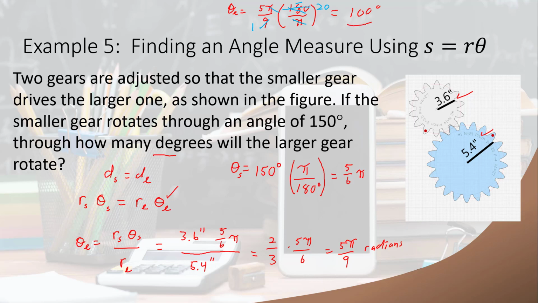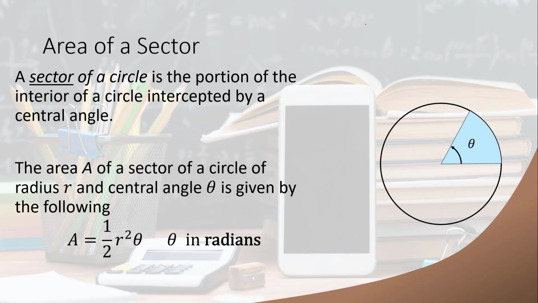Okay, the last thing that we want to talk about today, or at least that I want to talk about today, is the area of the sector of an angle. Okay, now we all know, or at least I hope you all know, that the area of a circle is pi r squared. And we can also tell that the sector of a circle is the portion of the interior of the circle intersected by a central angle.